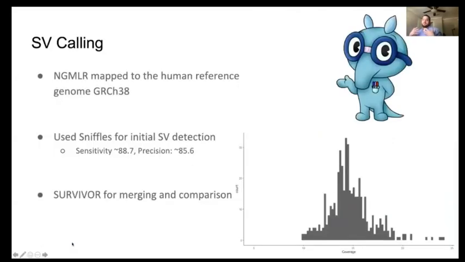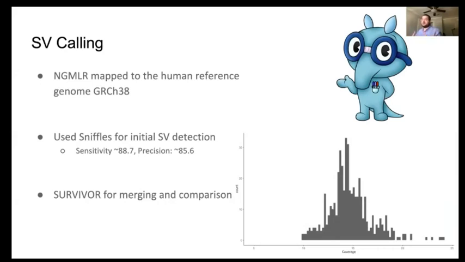For structural variant calling itself, we used Sniffles, one tool that my group developed over the past years, together with NGMLR, which is the long-read mapper. We mapped those reads from the PromethION directly to GRCh38. We then used Sniffles to call structural variants initially. That has a sensitivity of around 88% and a precision of 85% when compared to Genome in a Bottle, the standard.